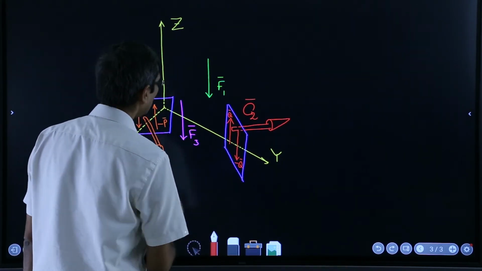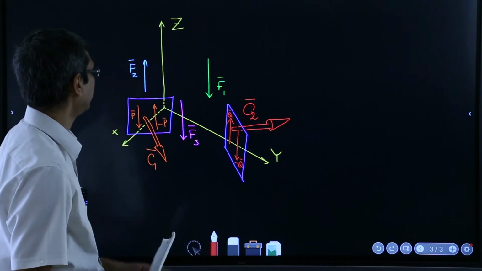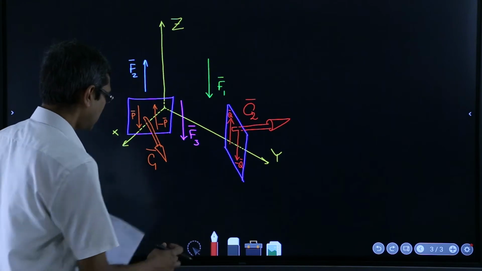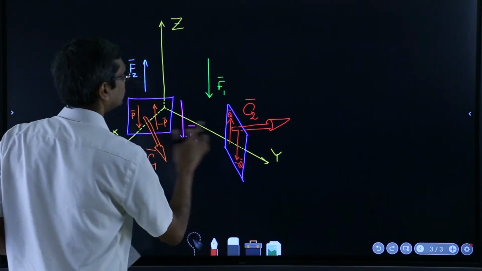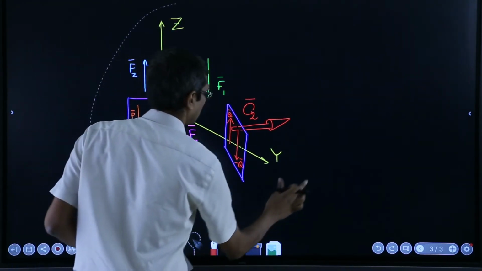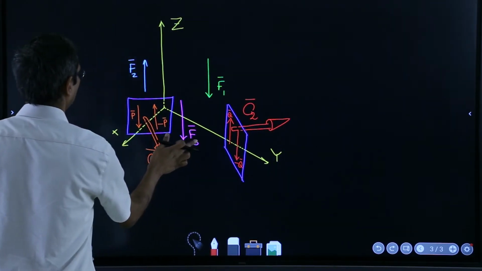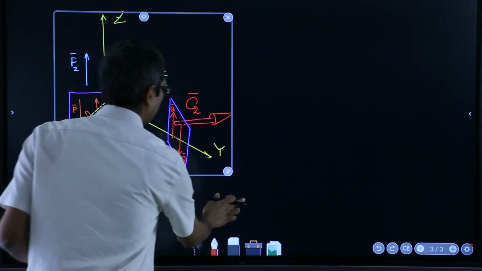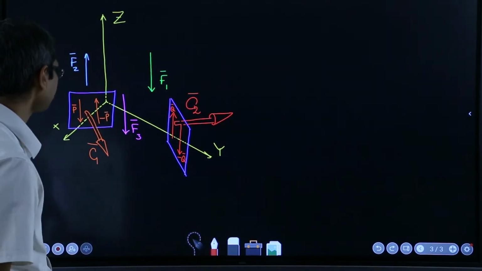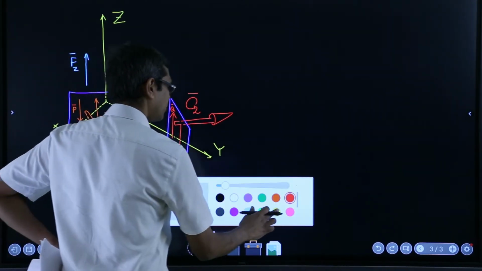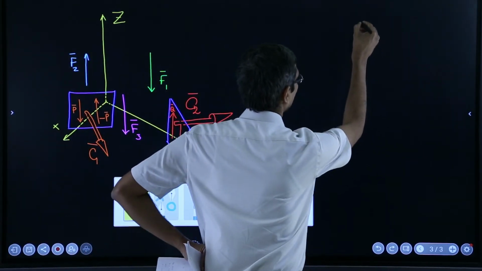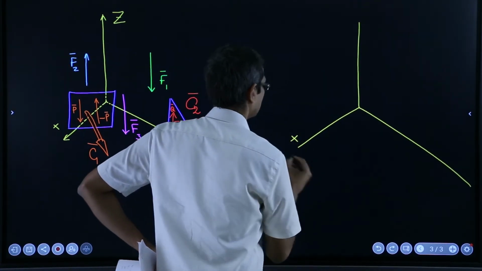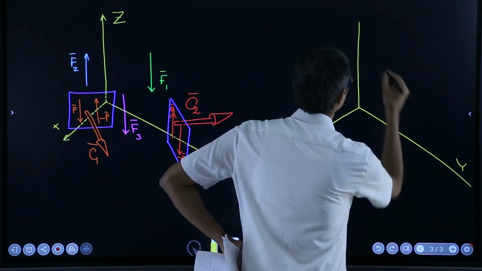Now we are set to figure out the simplest resultant under these conditions. Again I'll require some space, so I'll move it a bit here, and I'll try to do the simplification there. Let me first draw the axes again. Say this is x, y, z.